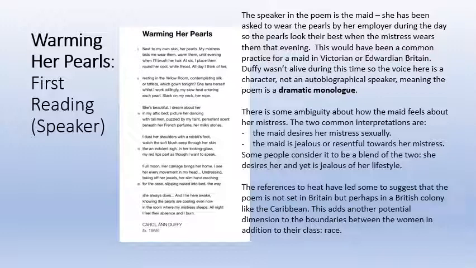The references to heat have led some to suggest that the poem is not set in Britain, perhaps in a British colony like the Caribbean. When Britain had an empire, we had outposts all over the world, so this could have been in the Caribbean. This adds another potential dimension to the boundaries between the women, in addition to their class: race. It could be that the woman wearing the pearls is black and that her mistress is white.